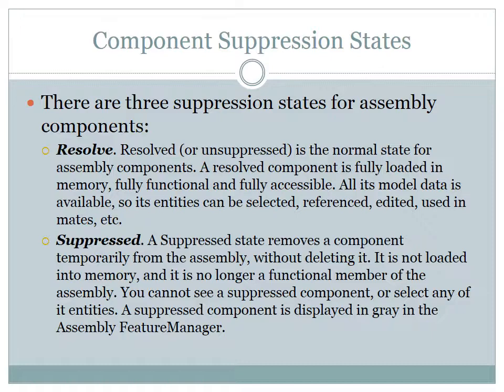A suppressed state removes the component temporarily from the assembly without deleting it. It is not loaded into memory, and it is no longer a functional member of the assembly. You cannot see a suppressed component or select any of its entities. A suppressed component is displayed in gray or ghosted in the Assembly Feature Manager.